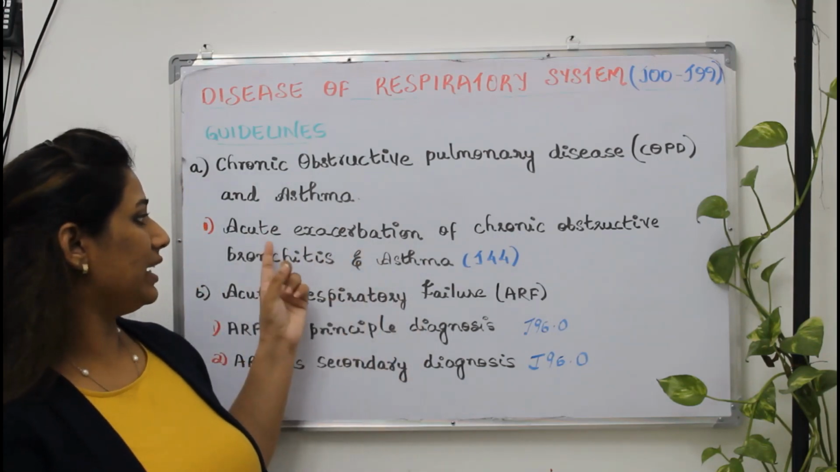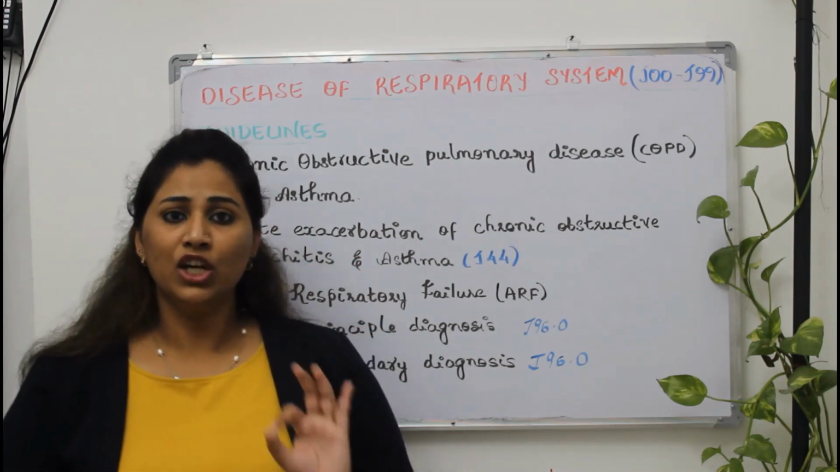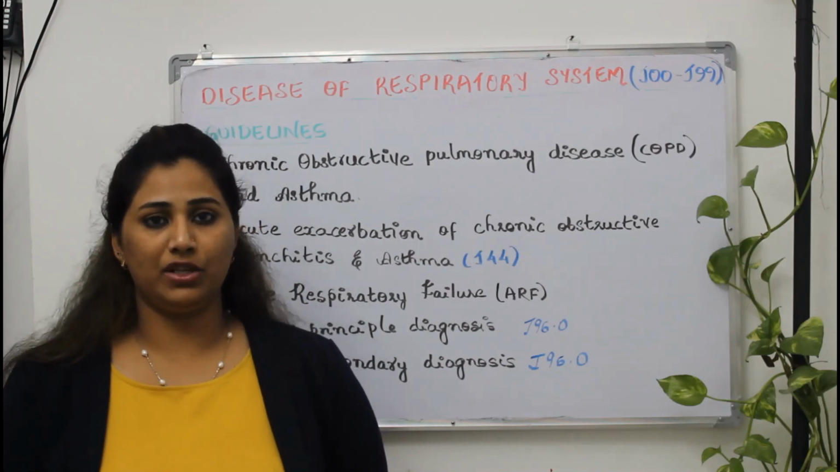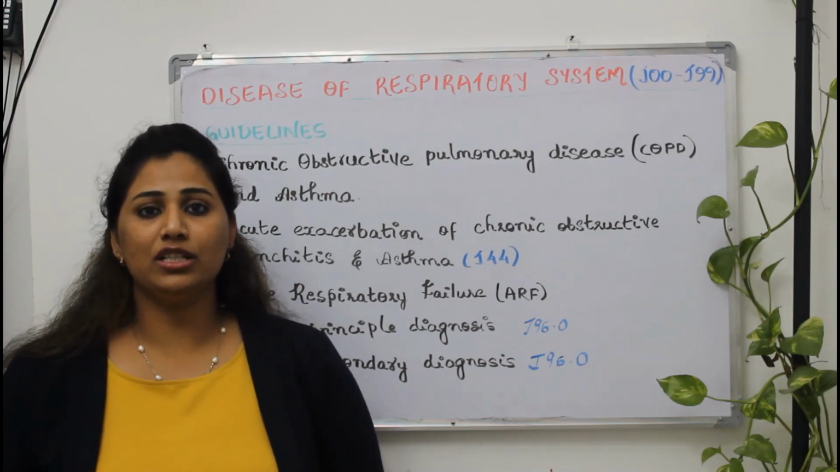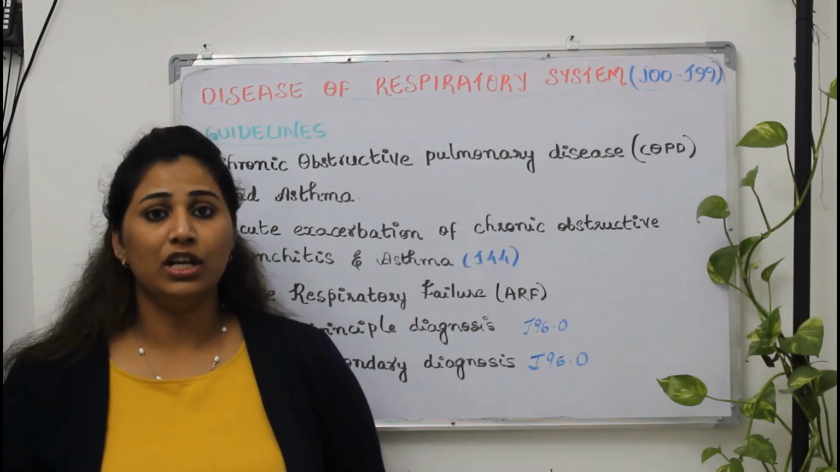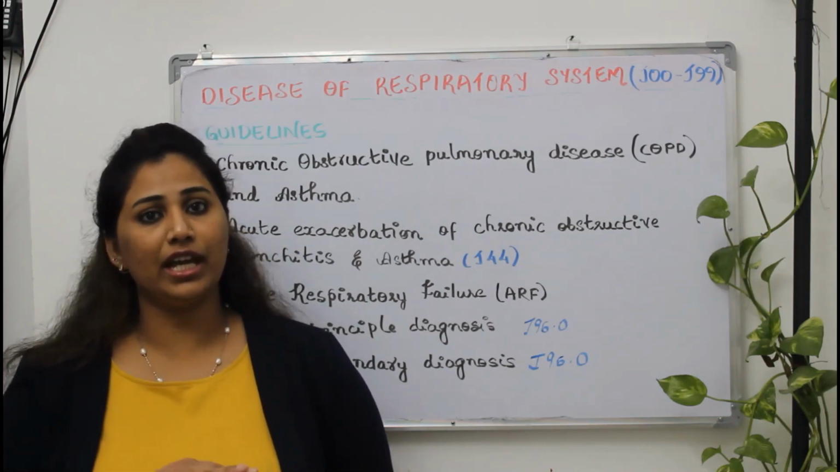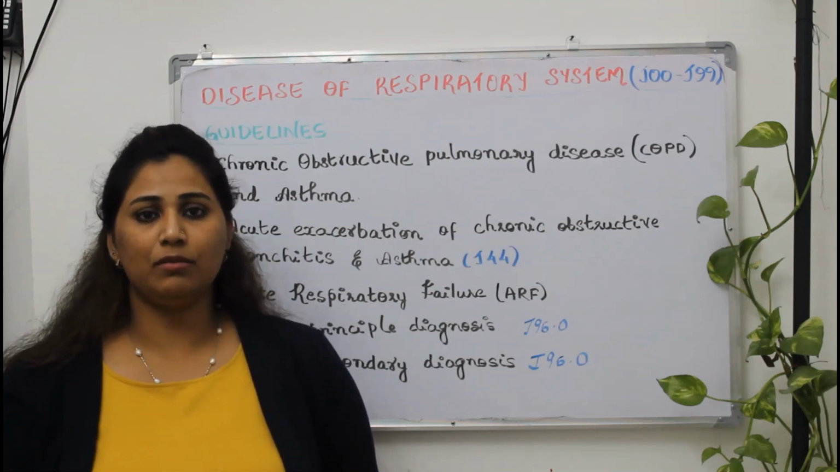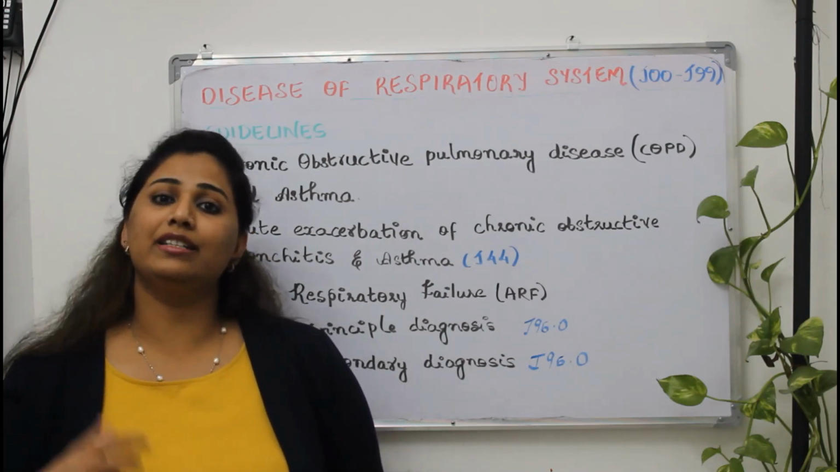In this, the first guideline is acute exacerbation of chronic obstructive bronchitis and asthma. Two things you should know: when an acute exacerbation will occur, and what exacerbation is. It means a person is having an established condition, that is, a known condition. The patient is already diagnosed, but currently the patient is not having any symptoms for that particular disease. But due to some triggering factors, the patient is getting that condition again. That particular scenario is known as exacerbation.